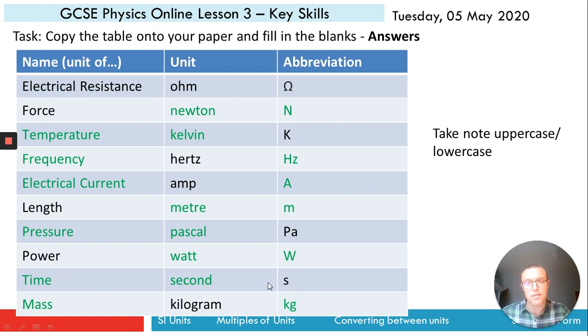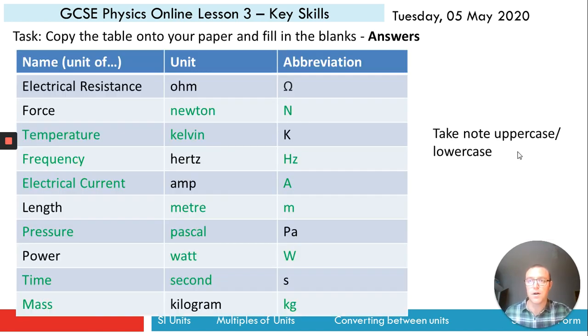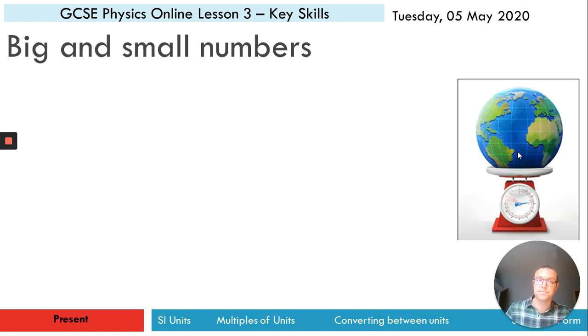Little s is the abbreviation for seconds, which is the unit for time. And a kilogram is the unit for mass. And the abbreviation is all lowercase kg. Take note whether your abbreviations are uppercase or lowercase. It is important to get it correct. Okay, moving on. Very well done for those units. If you wish to go over and revise units, then look at the link in the description below the YouTube video.